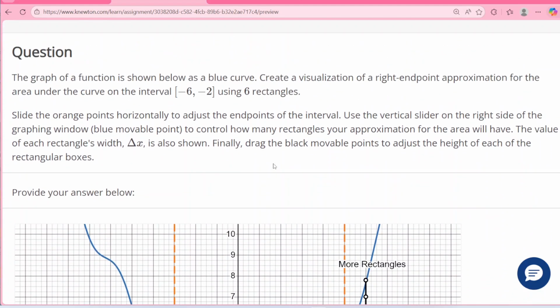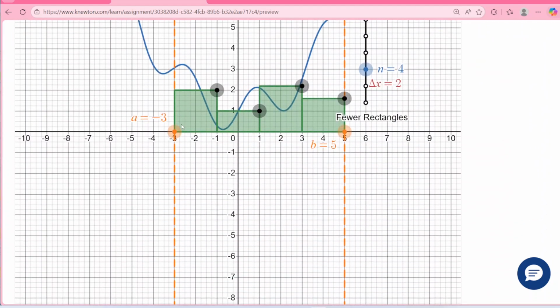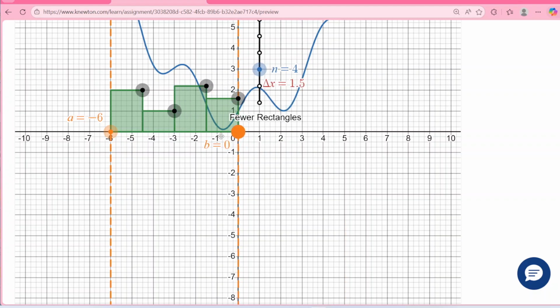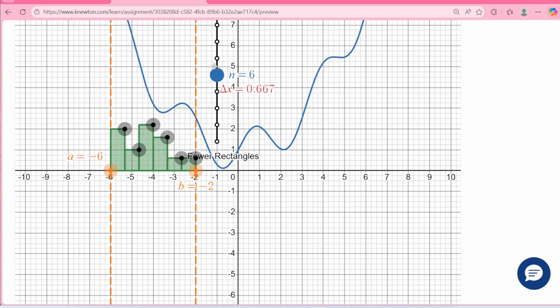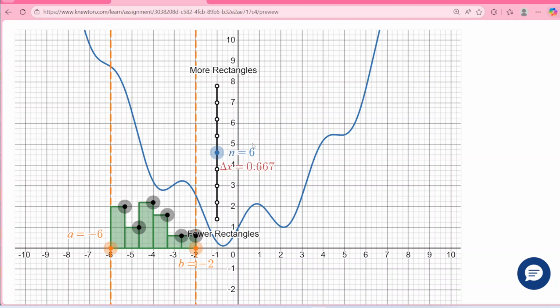Here's when we're moving stuff. Let's see, they want right endpoint approximations now. So just make sure those right endpoints are on the curve, -6 to -2 using 6 rectangles. So -6 to -2 using 6 rectangles, n equals 6. And then make sure all these right endpoints, these black points here, give me the height to the curve.